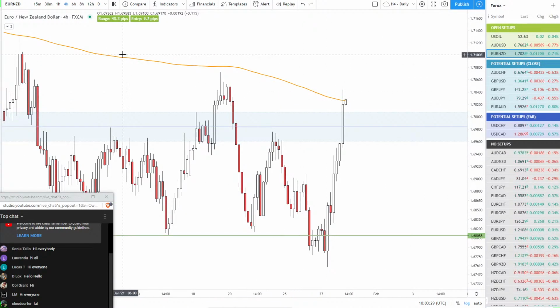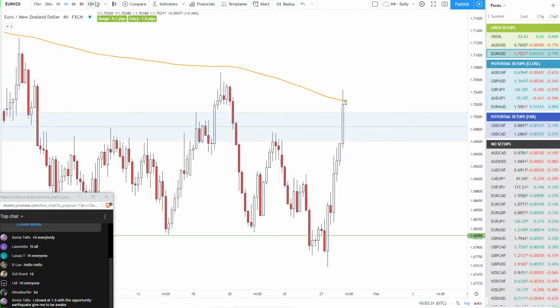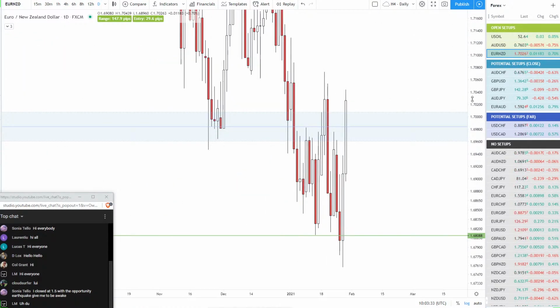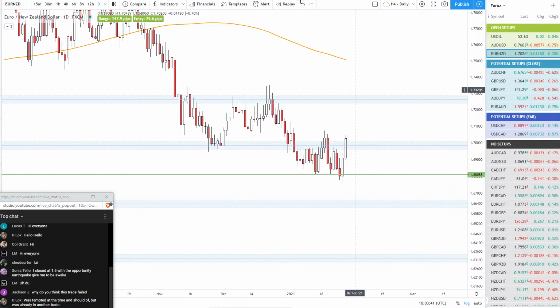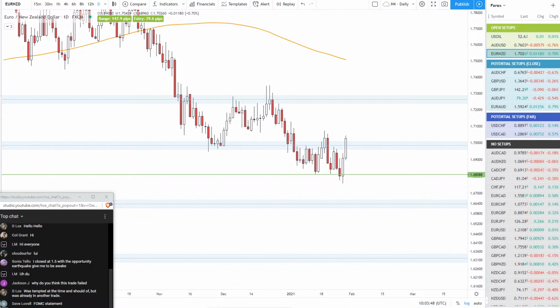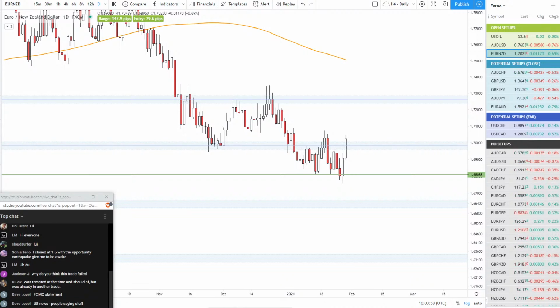EURAUD New Zealand, I know some of you were in this one. Well, no, I don't think some of you were in. I think it was just Godzilla that was in this one. Why do I think this trade failed? I'm not too sure. I'd never really looked into it. I assume it was something news related because it turned around way too quickly for it to be a normal event.